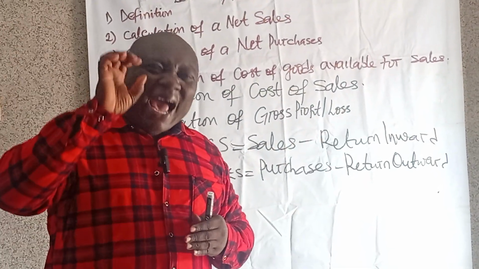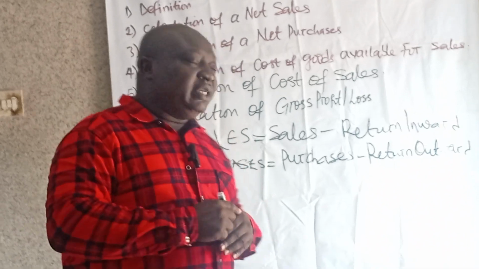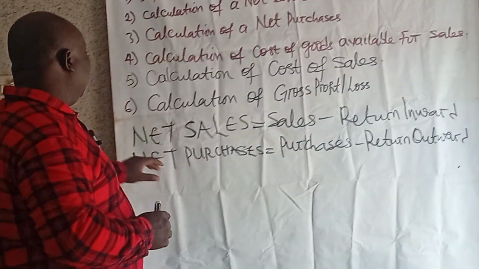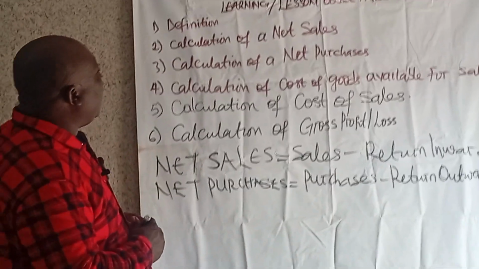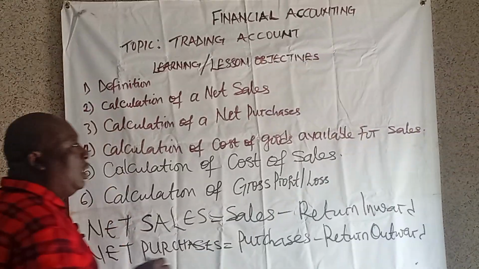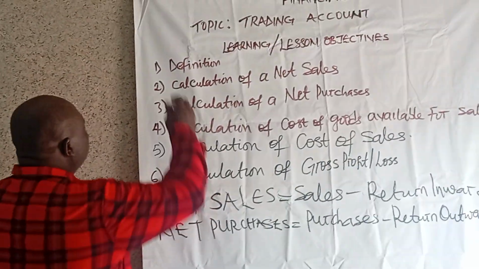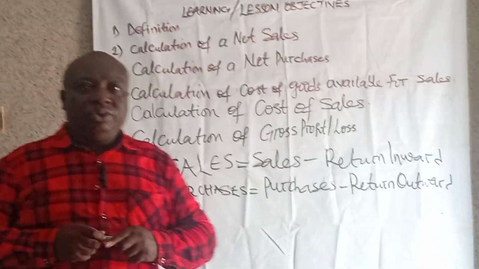So for you to know the actual purchase, it has to be deducted from the purchases. To calculate net purchases is purchases minus return outward. Do you have any question? Please, in the comments, I want you to drop your question.